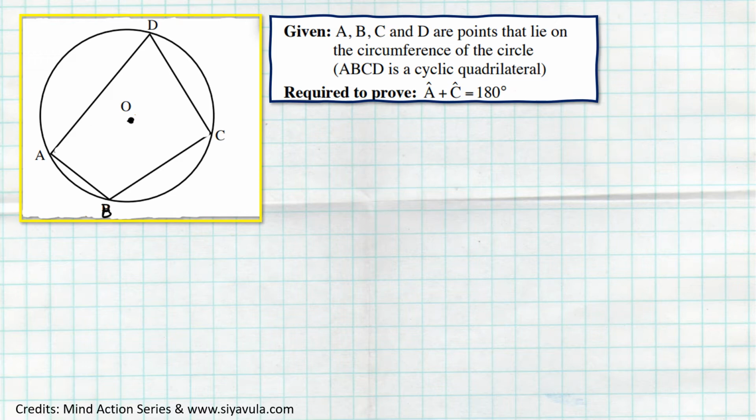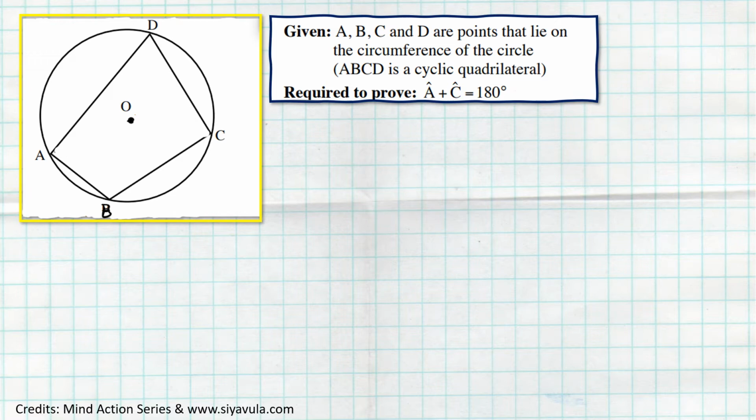We just have a statement, or rather a theorem, that states that opposite angles of a cyclic quadrilateral are supplementary. That is, they add up to 180 degrees. But very important, we need to prove this. So we are given that A, B, C, and D are points that lie on the circumference of the circle, meaning that ABCD is a cyclic quadrilateral. Then we are required to prove that angle A and angle C add up to 180 degrees, meaning that the opposite angles are supplementary.